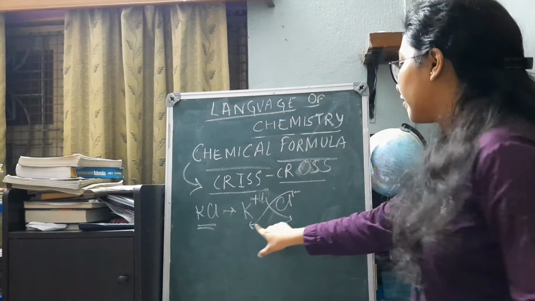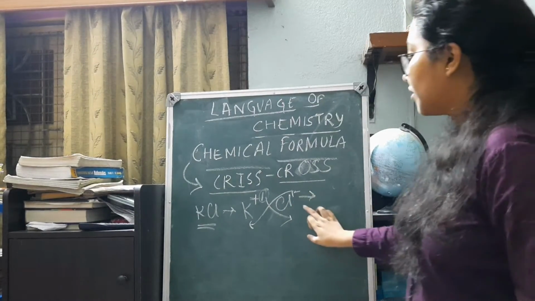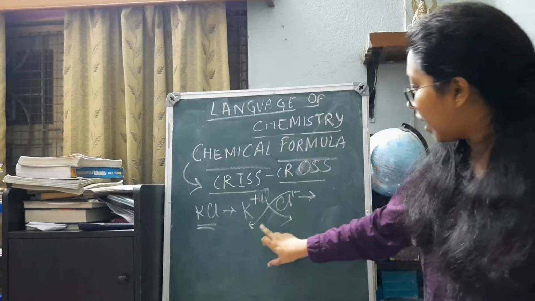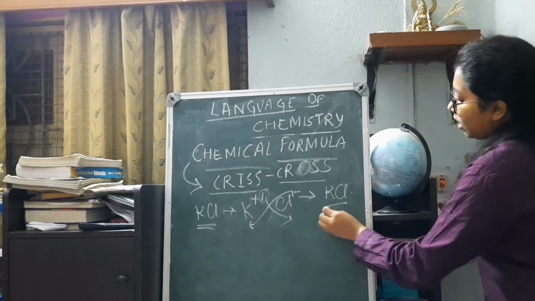Just a crisscross of this. After the crisscross, we have to see what is going here. We can see only 1 and 1 is going. So KCl becomes the formula.